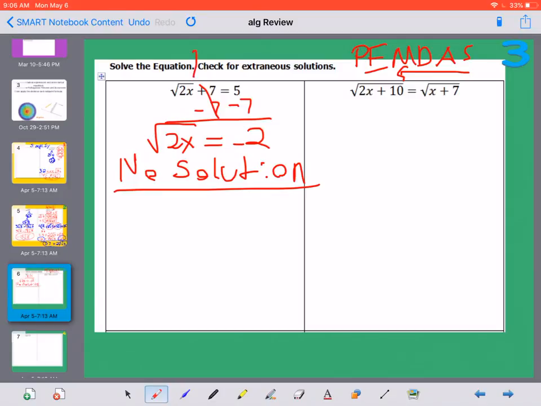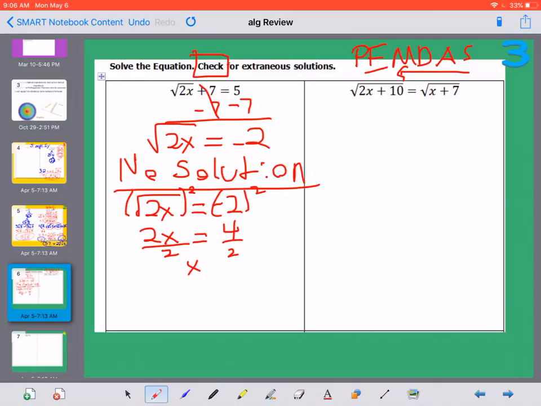Now, it does say to check, so we could check this to see if we are correct. So we'll have the square root of 2x equals negative 2. Now to get rid of that square root, I'm going to have to square everything. So that's going to cancel out. We get 2x equals negative 2 squared. Well, that's 4. If I divide by 2, I get x equals 2.